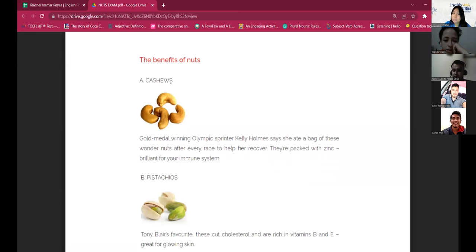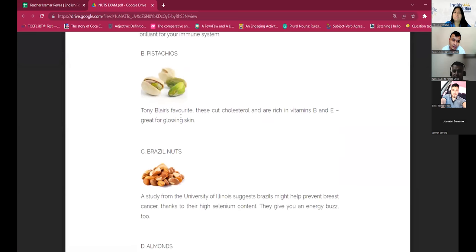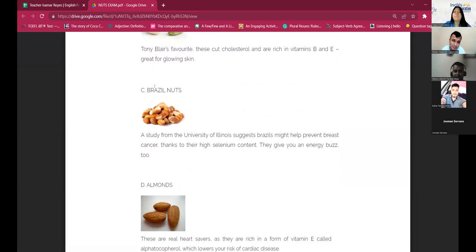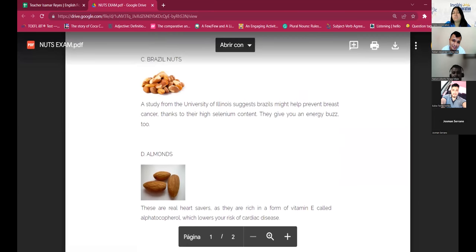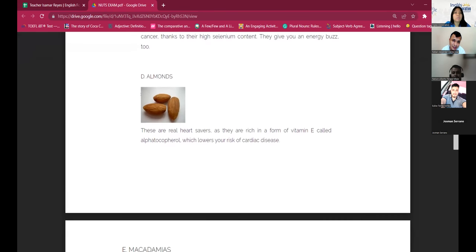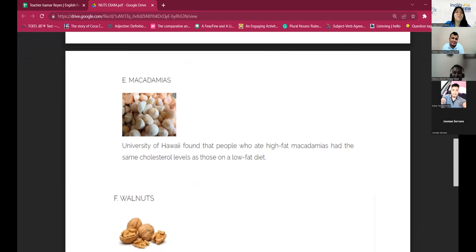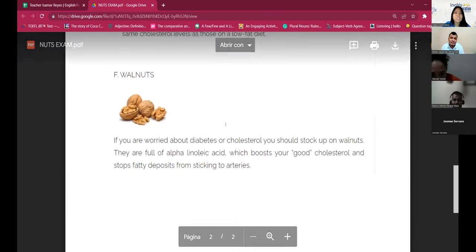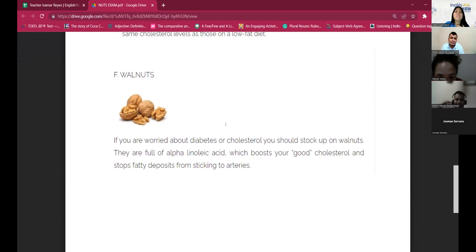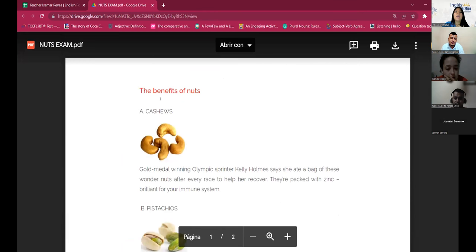So we have cashews. Do you like cashews? Yes, I like. Okay. Then we also have pistachios. Yes. And it's very expensive. Yes. That is correct. We also have Brazil nuts. No, I don't know that. Okay. Yeah, I think that we haven't tasted those. We also have almonds. Yes. They are delicious. Macadamias? No, I haven't tasted. Okay. And we also have walnuts. All right. Walnuts. That's good. So walnuts, macadamias, almonds, Brazil nuts, pistachios, and cashews.